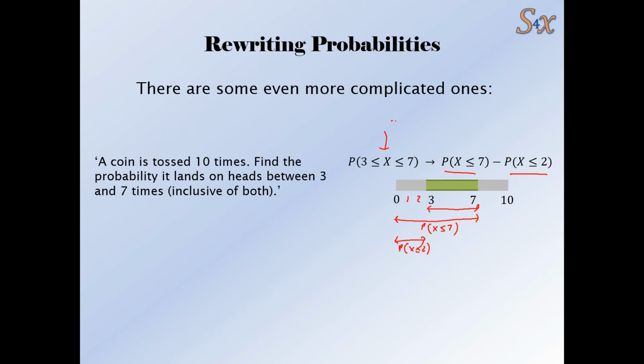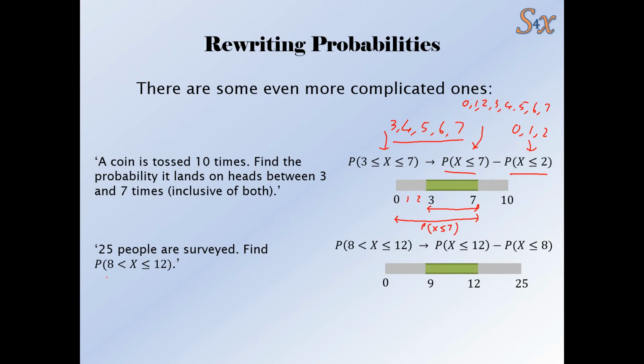Because I want 3, 4, 5, 6, or 7. This one gives me everything. Okay, it gives 0, 1, 2, 3, 4, 5, 6, and 7. All I'll do is I'll get rid of 0, 1, and 2, and that leaves me just with the ones I want. Okay, so hopefully you can see how that works.